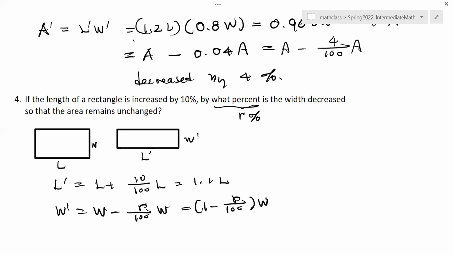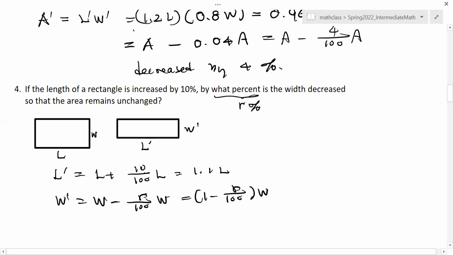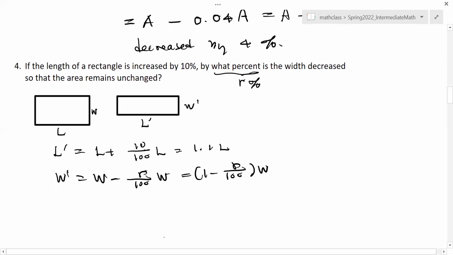So you want to make sure the area remains unchanged. So what is R? Can you solve for R? If you know how to solve a linear equation, you're able to solve it. Okay, so let's do this. I'll give you a hint. You want to make sure A prime equals A, right? Area remains unchanged. So from here, can you get the equation in R? And you solve for R, okay? That's my hint.